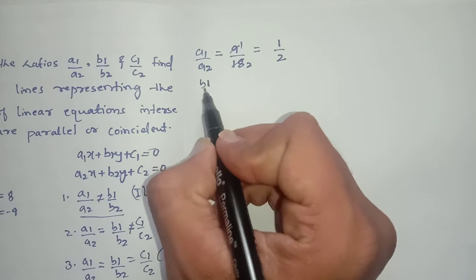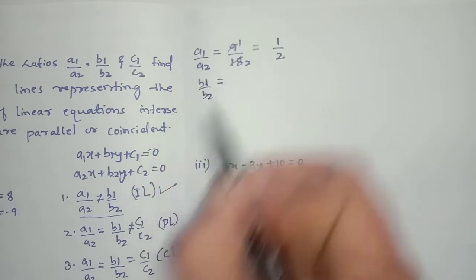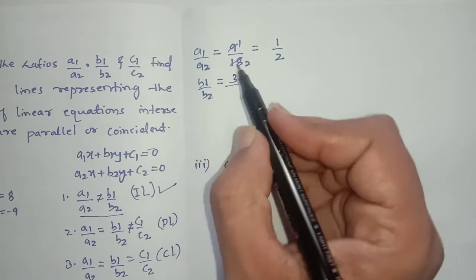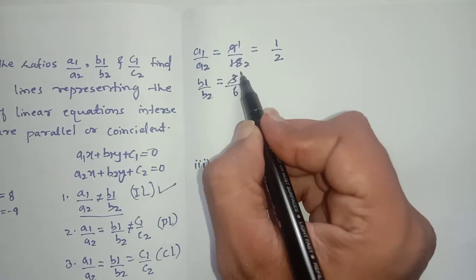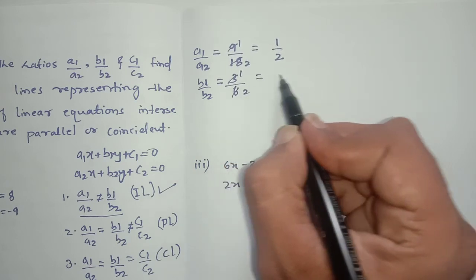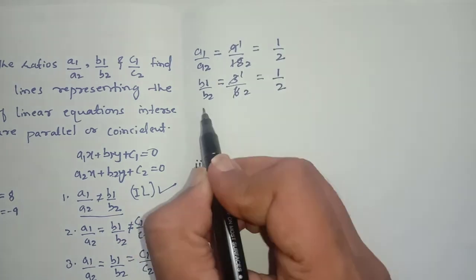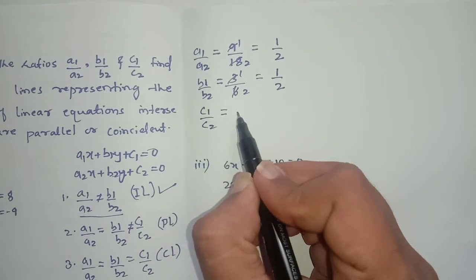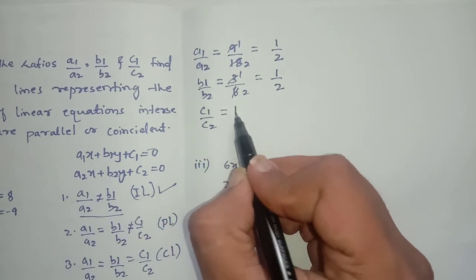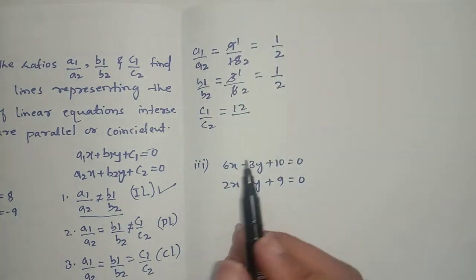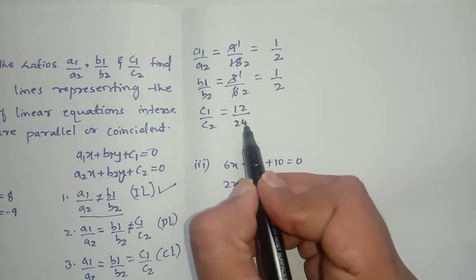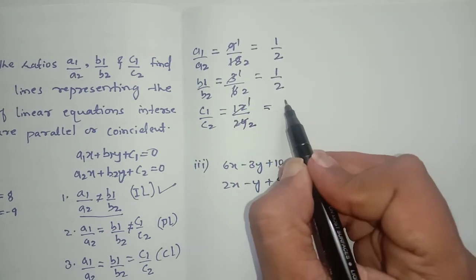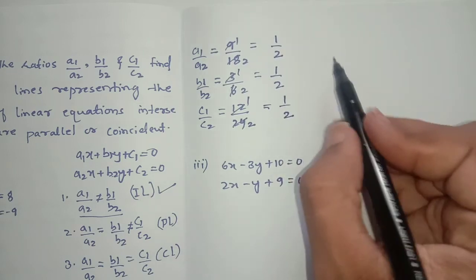Then let's find b1 by b2. b1 is 3 divided by b2 which is 6. 3 ones are 3, 3 twos are 6. Answer is 1 divided by 2. Now c1 divided by c2. c1 is 12 and c2 is 24 in the second equation. 12 ones are 12, 12 twos are 24. So answer is 1 by 2.